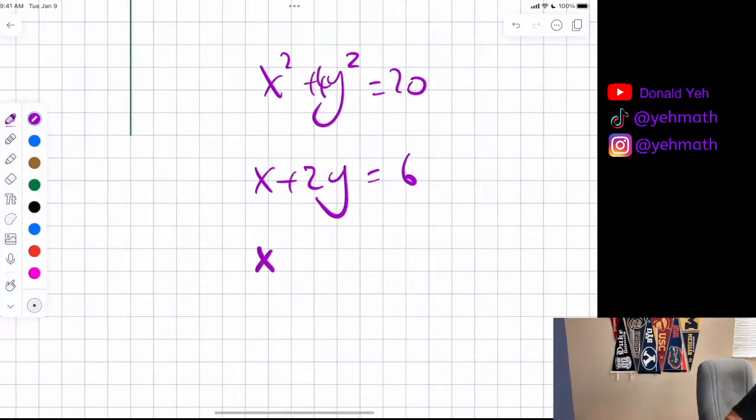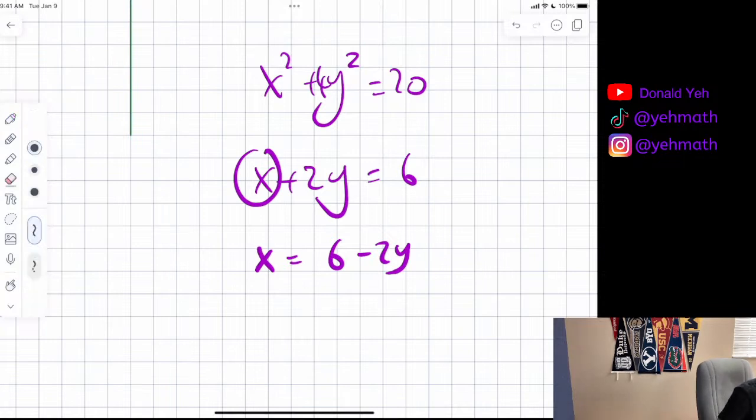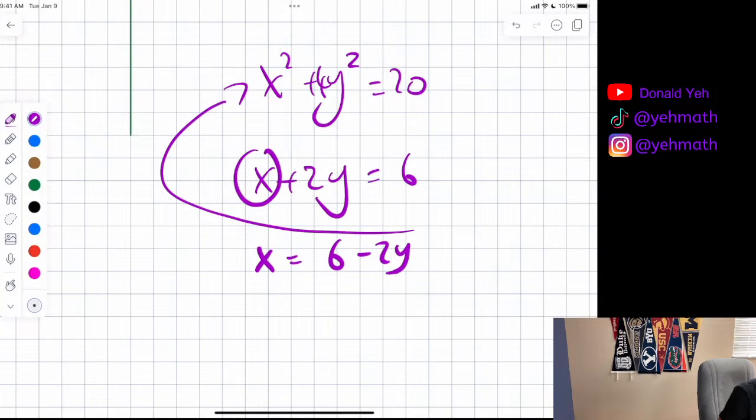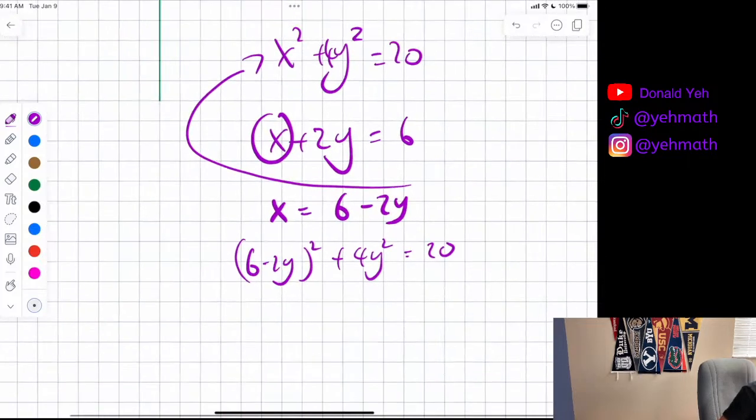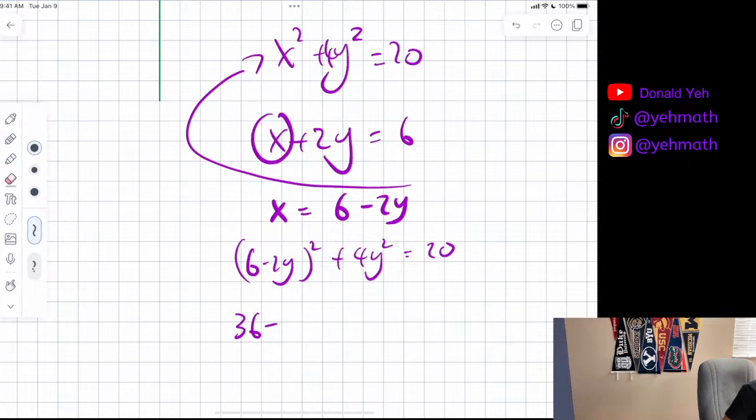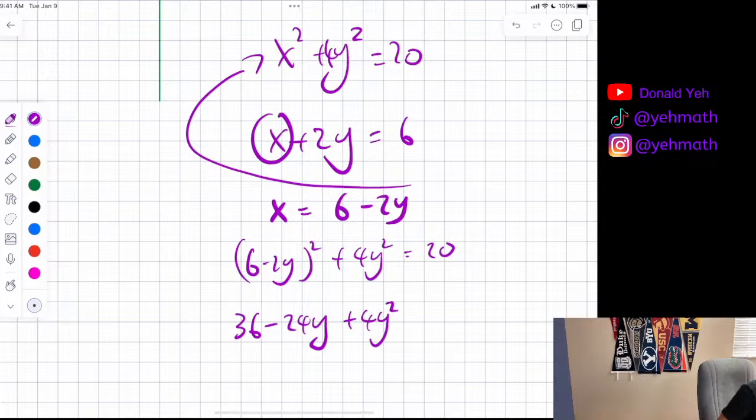So, x equals 6 minus 2y. So we're looking for this x first, and then I'm going to plug it back into this x here. That's what I would do. It's going to be (6 minus 2y) squared plus 4y squared equal to 20. Did I copy down the question right? So it'll be 36 minus 4y. Oh, not 4y, it's probably 24y, and plus 4y squared is equal to 20.